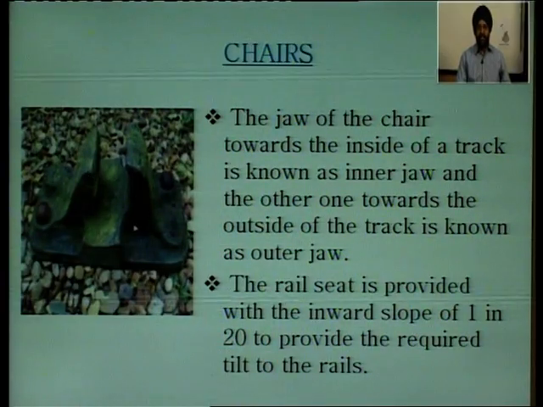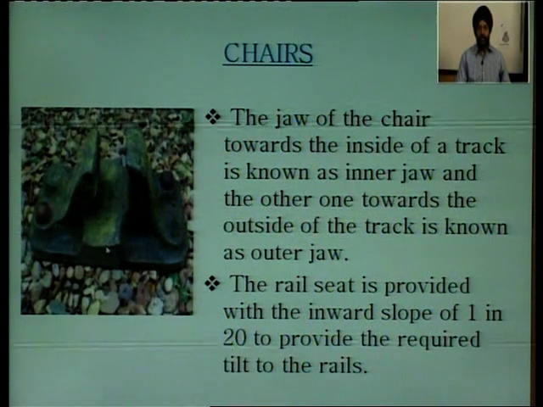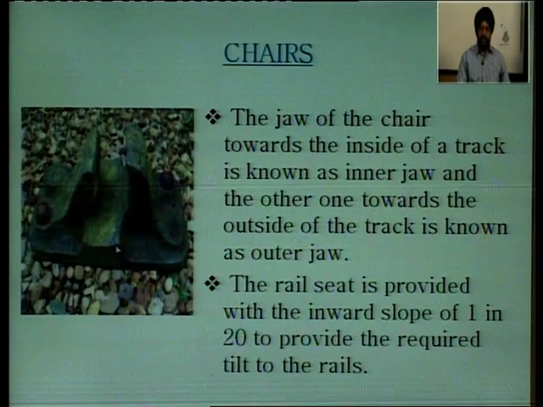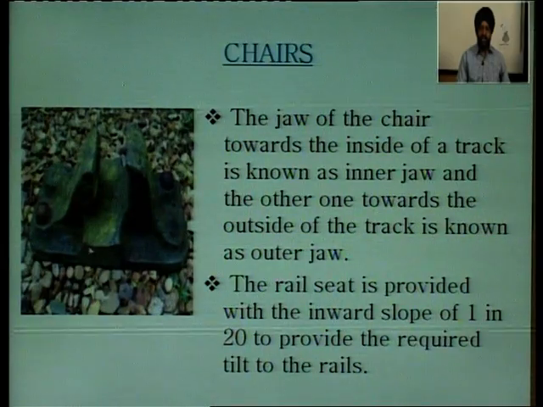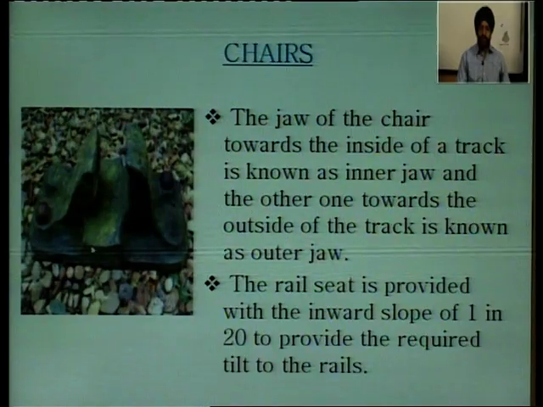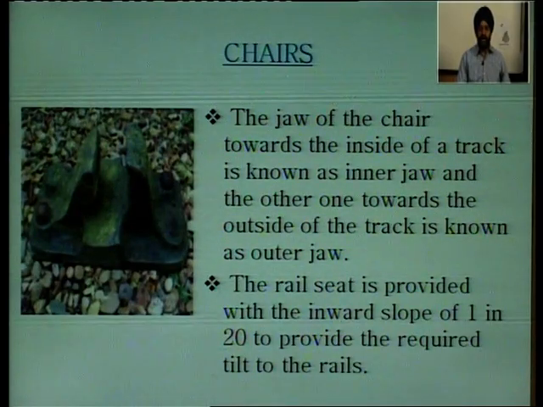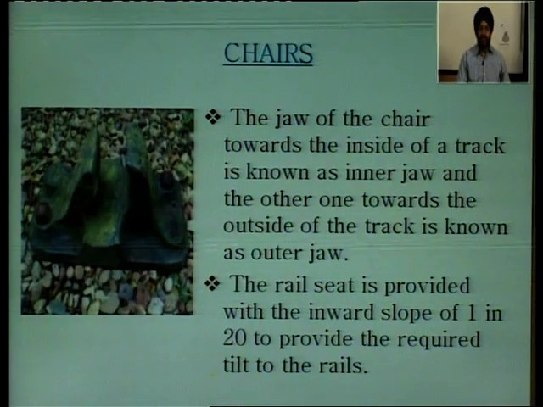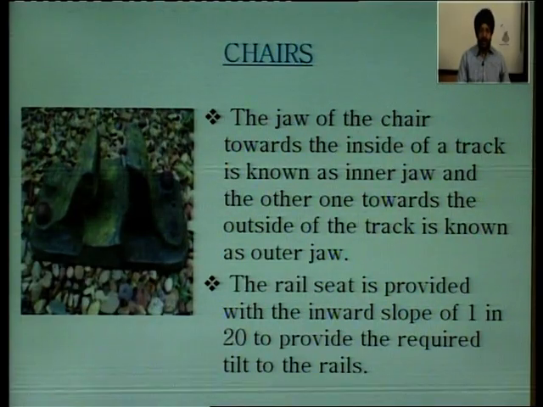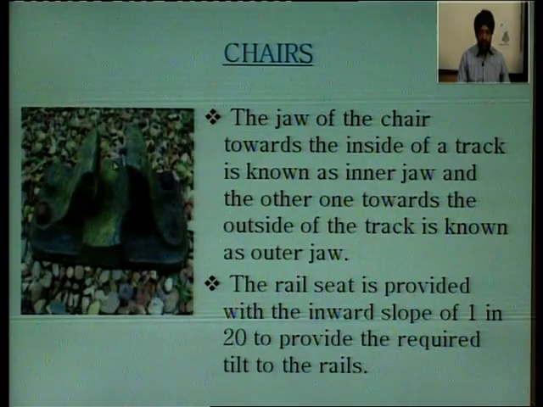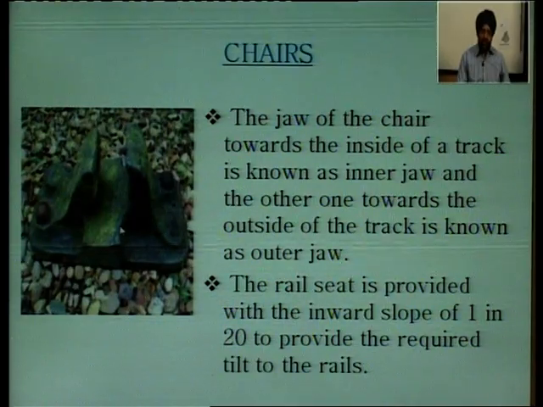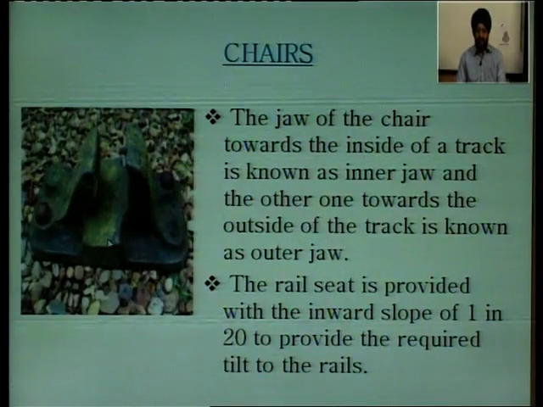Moreover, the rail seat is provided with an inward slope of 1 in 20. If you see, this seat gives a slight tilt of 1 in 20, just to provide the required tilt of rails. When the rail is inserted between these two jaws, the rails are also tilted along with this rail seat.